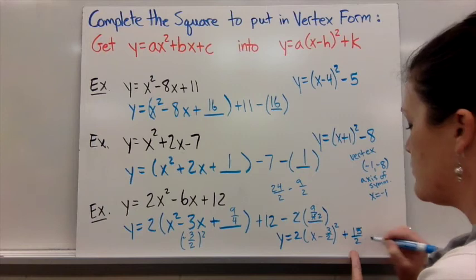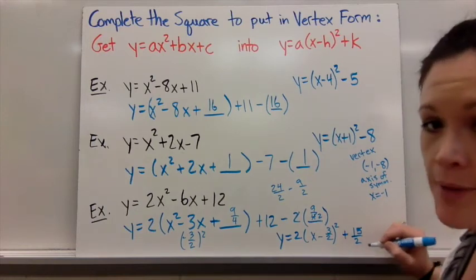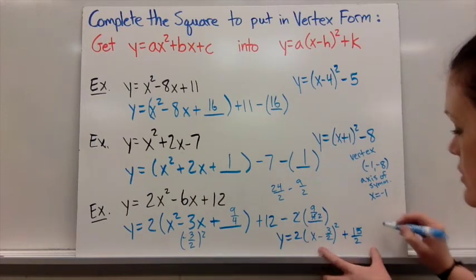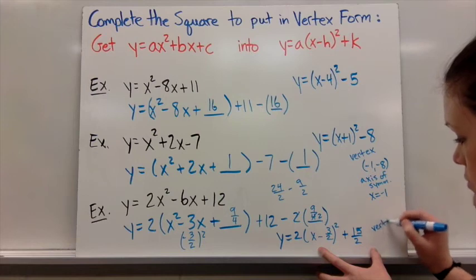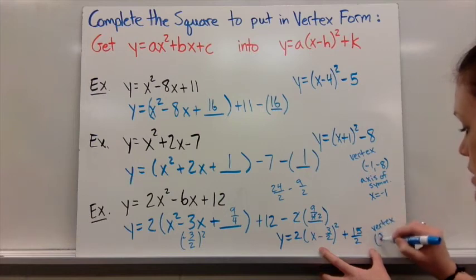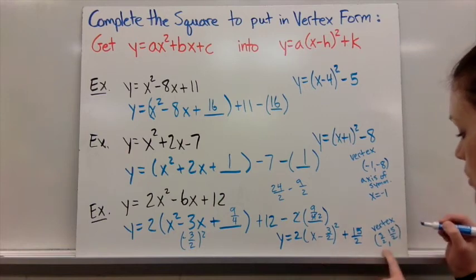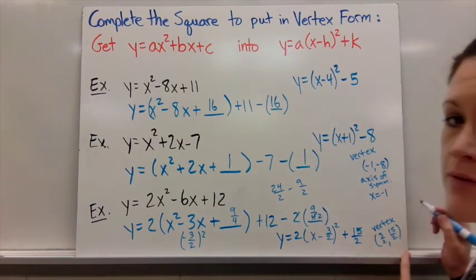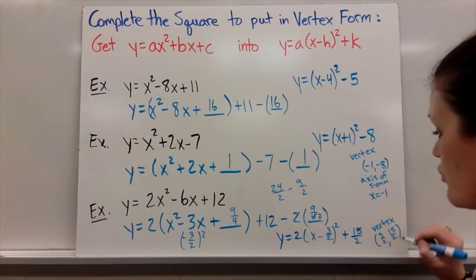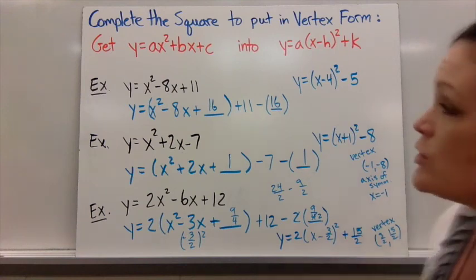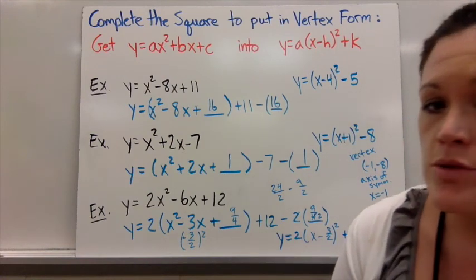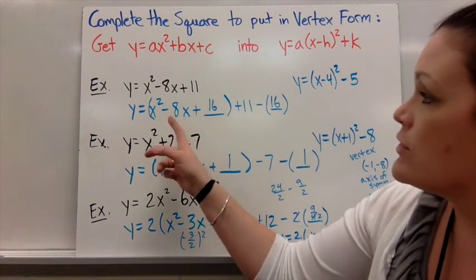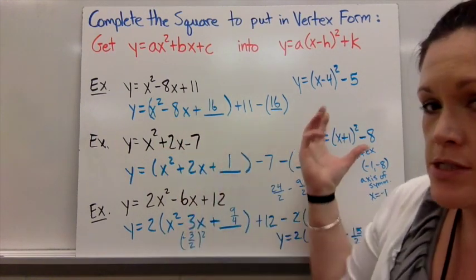So that one just had some fractions involved, but that can happen sometimes. And so now we can pick out our vertex, which would be 3 halves and 15 halves, or 1.5 and 7.5 if we wrote it as a decimal. But I ran out of room right there. So it shows you a very quick and easy way we can use completing the square to write standard form of a quadratic equation into vertex form.